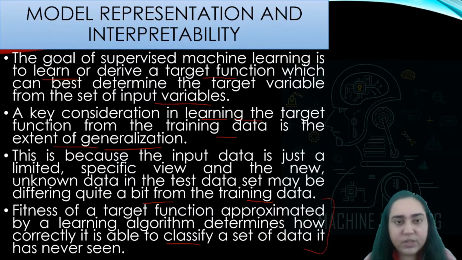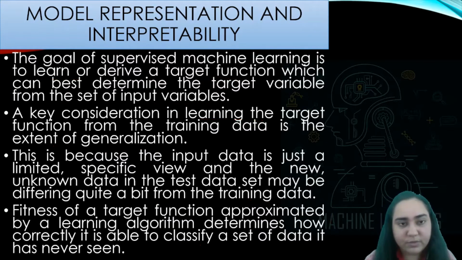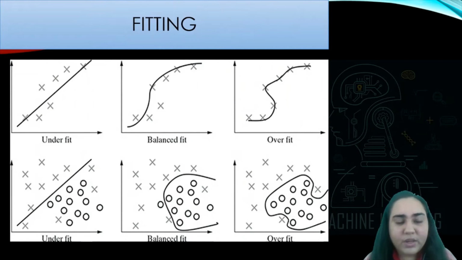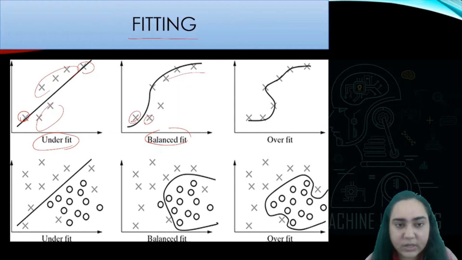So we measure accuracy not by the data that it has already seen, but by the data that it has not seen before. And when it comes to the fitness function, we can have three problems. The first problem is underfitting. So this is an example of a linear regression where there is underfitting. As you can see, there are only 2 points that are touching the line and all the other points are not touching the line. So this is an underfit. There can be a balanced fit where you can see most of the points touching the line, some points almost touching the line, and there's only one point that's a little bit far away.